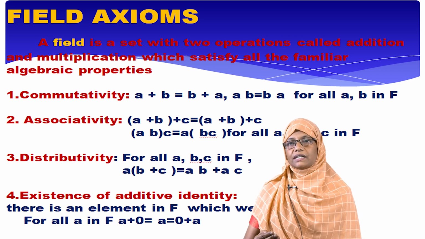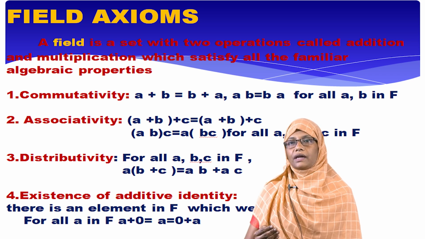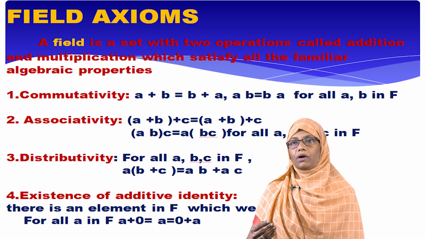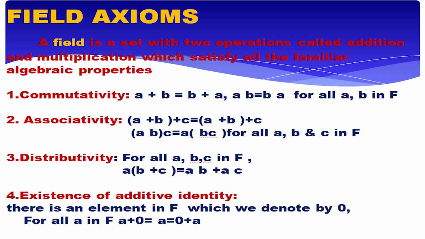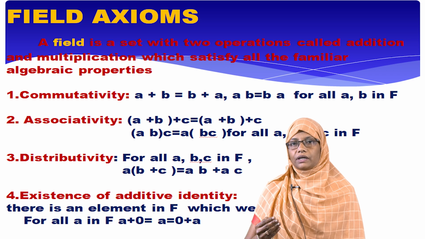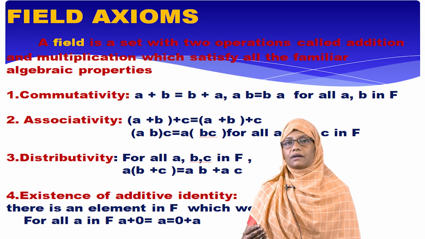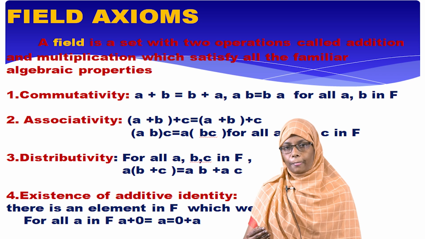For multiplication, a into b into c equal to a into b into c for all a, b and c in F. The third property is distributivity. For all a, b and c in F, a into (b plus c) equal to a into b plus a into c.